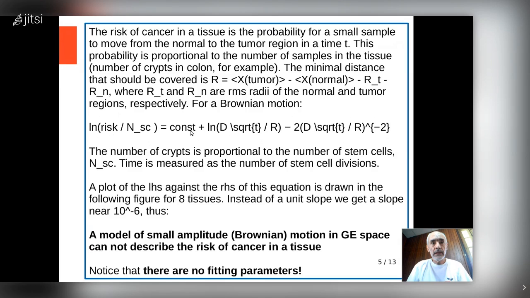Then all the data in this expression is known. The only unknown or free constant here is this constant, but this constant is simply an intercept. If we draw the left-hand side against the right-hand side, there should be a straight line with unit slope, and this is the intercept. This constant does not affect the functional dependence on these two variables. Okay.